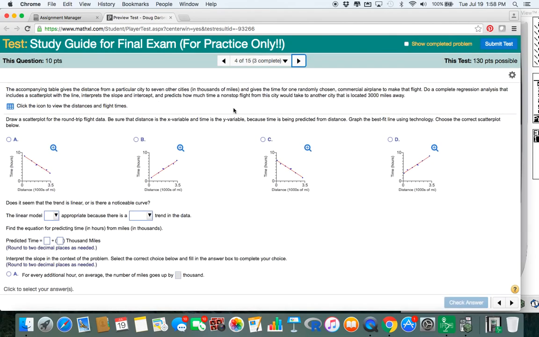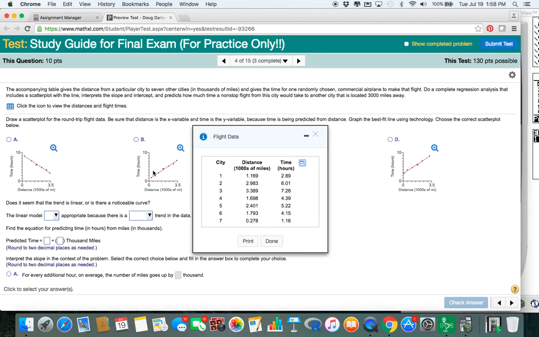All right, so the accompanying table gives the distance from a particular city to 7 other cities and gives the time for one randomly chosen commercial airplane to make that flight. Do a complete regression analysis, scatter plot, and so on and so forth.